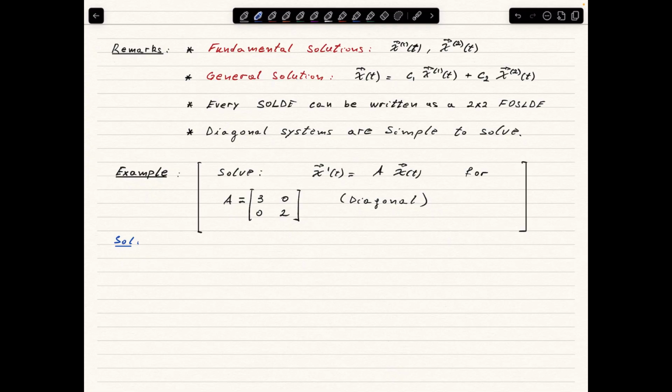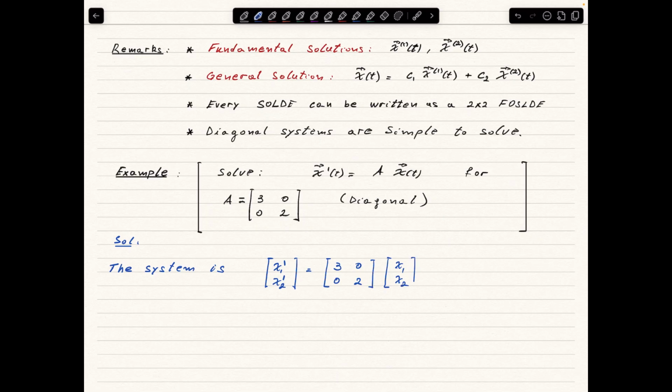Well, the system is, let's write it down explicitly. X has two components, so let's call it x1 and x2. Then we have the derivatives of these two components in a vector, and this is equal to the matrix of coefficients, which in this case is the matrix 3, 0, 0, 2, acting on the vector of variables x1 and x2.